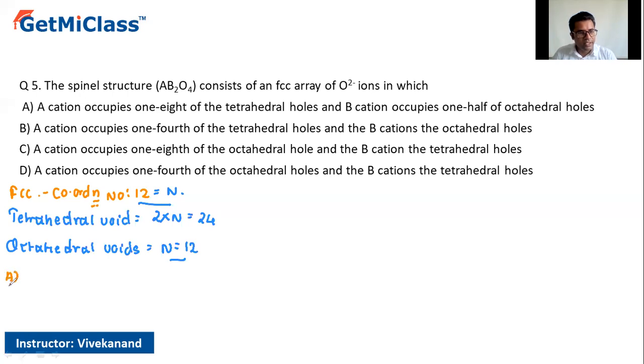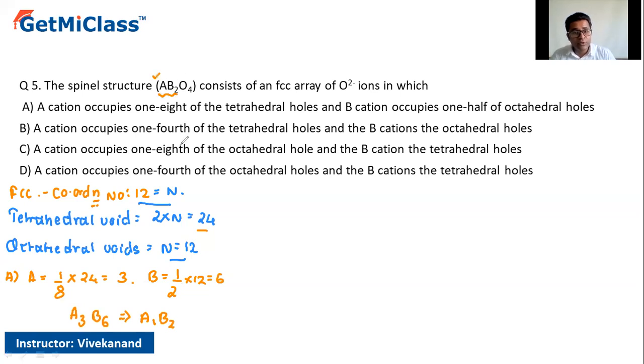So when I'm speaking about option A, the A cation occupies 1/8 of the tetrahedral voids. Tetrahedral voids, what we have is 24. So 1/8 of 24 will become 3. While B is going to occupy 1/2 of 12, and that is going to be 6. So here I have A as 3, B as 6, or I can write it as A as 1, B as 2. So this is AB2. It is giving me an AB2 option here. That is correct, so option A is the correct one.